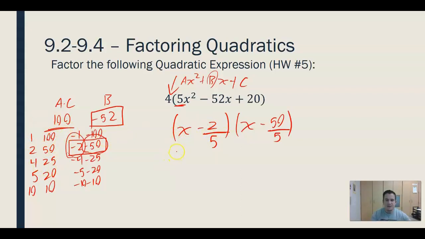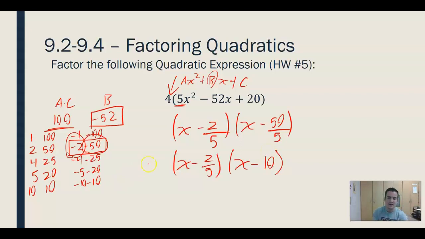So next step is I have to reduce any fractions that I can. 2/5 I can't reduce, so I'm just going to leave that as 2/5. 50/5 I can reduce, because 50 divided by 5 is 10. So now I've reduced my fractions.